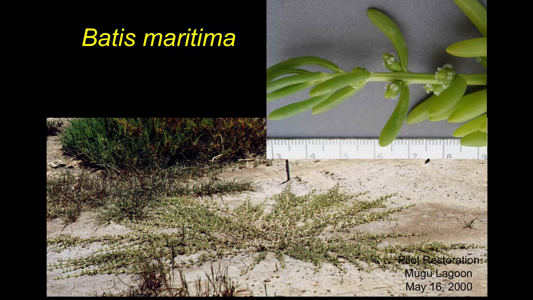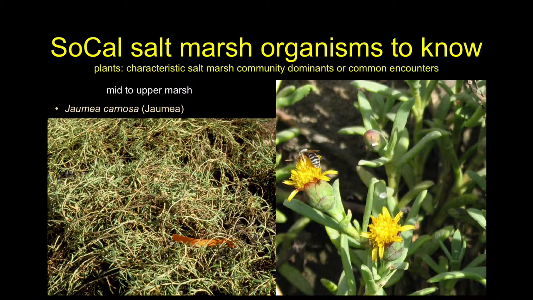Batis and Jaumea, I should say, at first glance might be a little hard to tell apart. Jaumea has somewhat similar leaves to Batis, but a very different overall morphology. When it's in flower, it has these big yellow flowers.